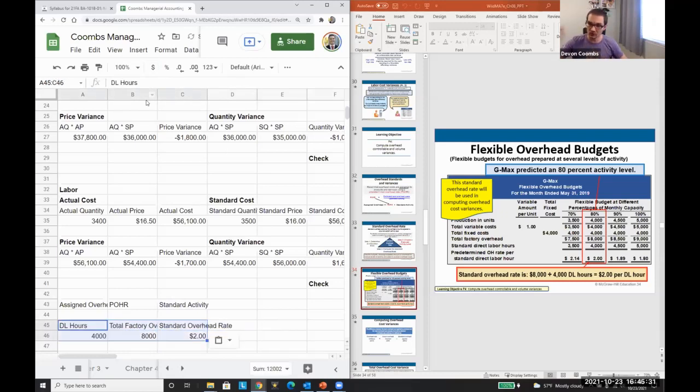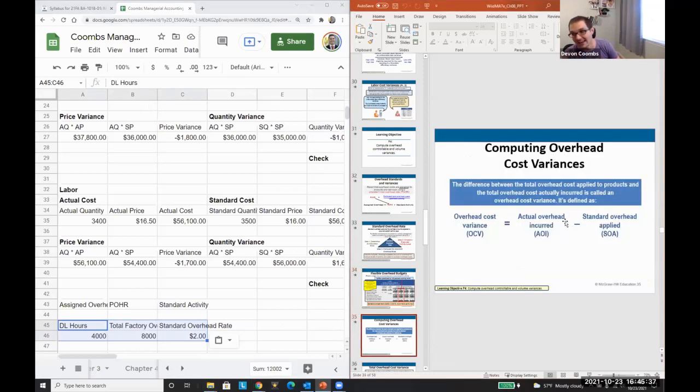Right. But this just goes back to how we assigned overhead previously. It's just a refresh. So if I ask you to do that, you should be able to do it by now. We've talked about predetermined overhead rates quite a bit.